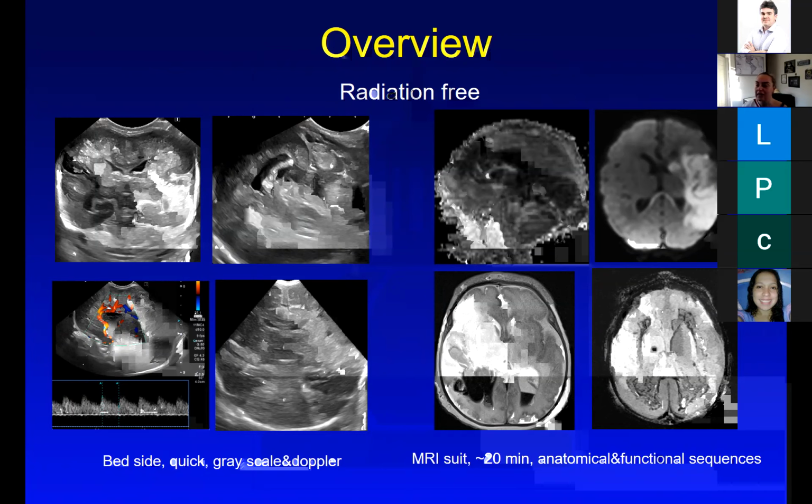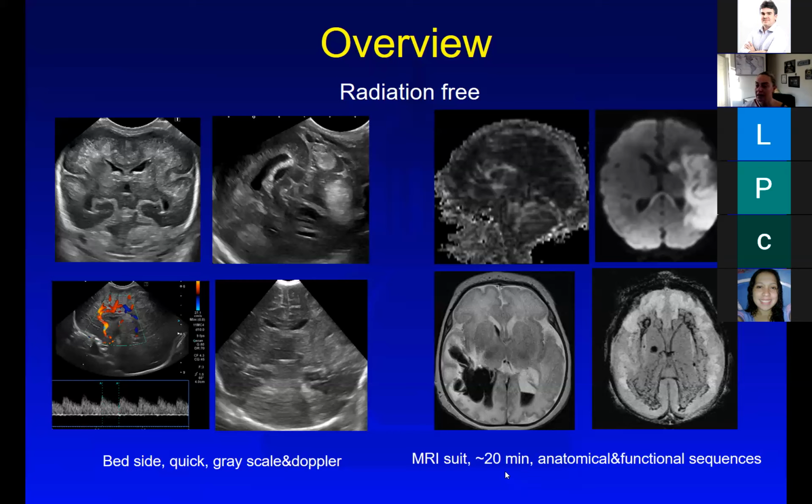However, even in an optimized fashion, the imaging time takes about 20 minutes, including DTI and SWI in our scanners, and it requires the infant to travel to the MRI suite. Currently, we do not have an MR scanner in our NICU. There are very few centers in the world who have that. So the travel has to be factored in. The baby has to be stable enough to safely come to the MRI.